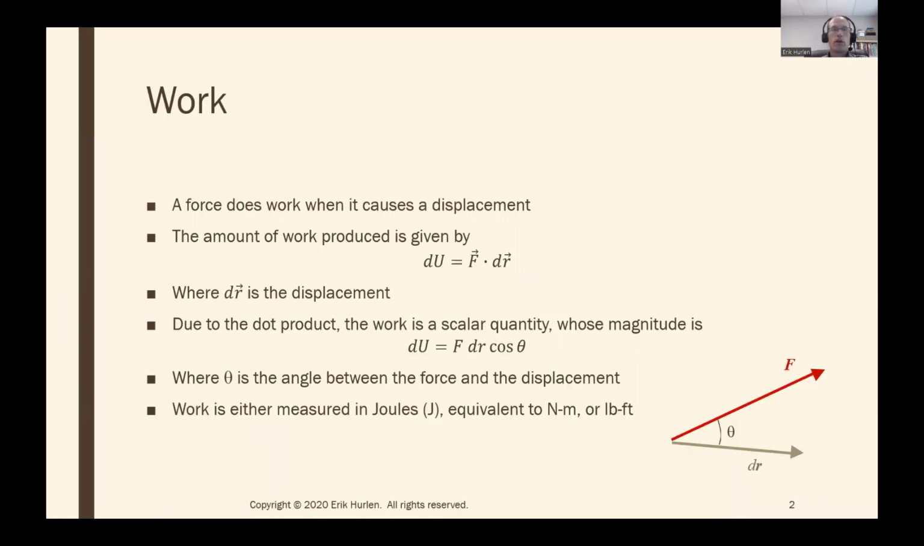As you may remember, a force that causes a displacement does work, which is equivalent to F dotted with dr, or the force times the distance moved. Remember, it is only the displacement in the same direction as the force that counts, and hence the dot product. Equivalently, the work can be evaluated using the force times the displacement times the cosine of the angle between them. Work, being a form of energy, is measured in joules in the SI system or pounds-feet in the US system.